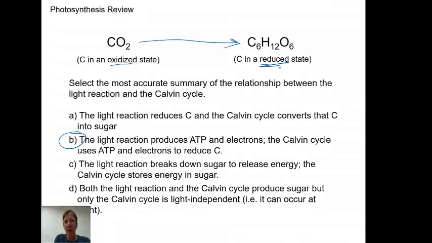So to go from the low energy starting point, the CO2, into this high energy reduced state requires an input of energy, and this comes from some molecules you remember: NADPH, which contributes electrons, and also ATP. These are both produced by the light reaction of photosynthesis. And then it's really the Calvin cycle where this reduction takes place.